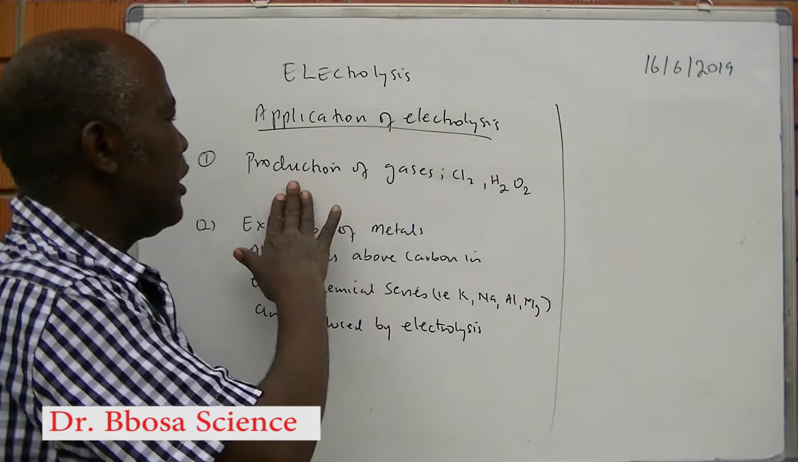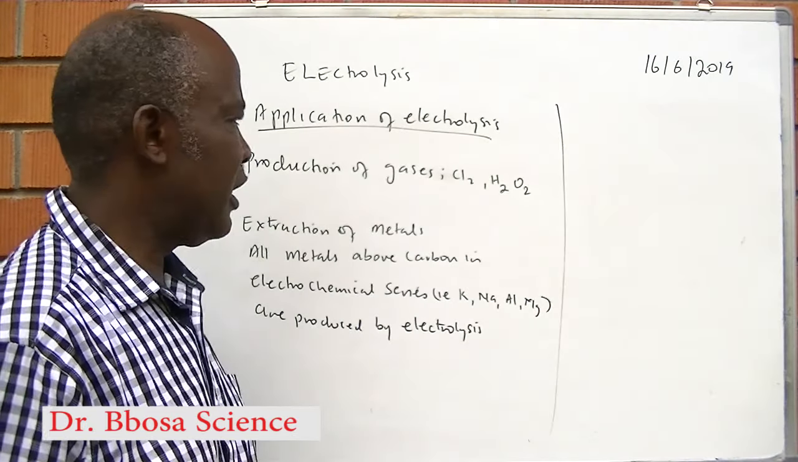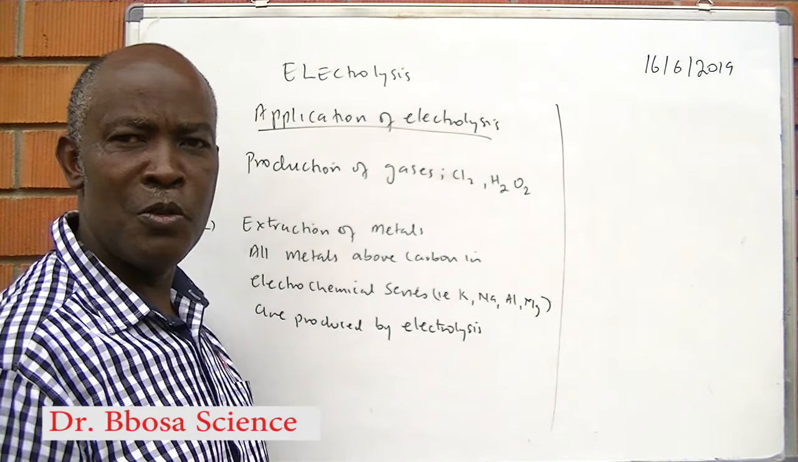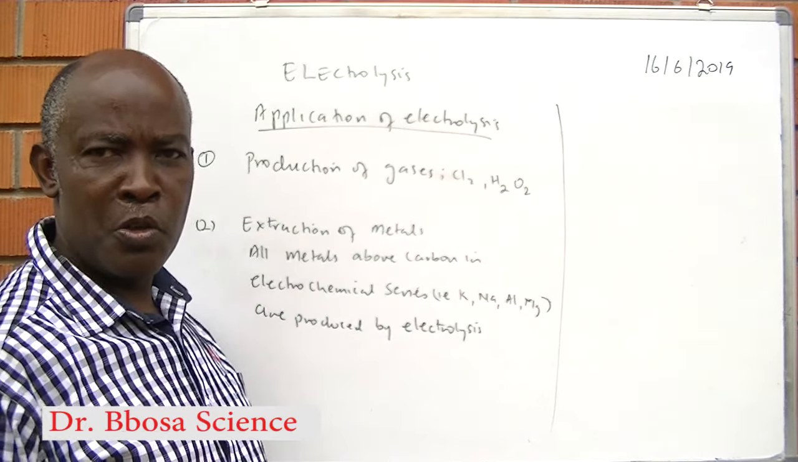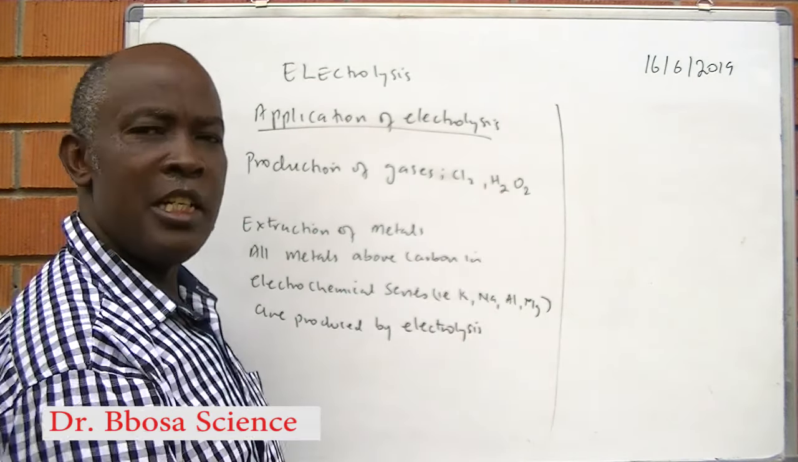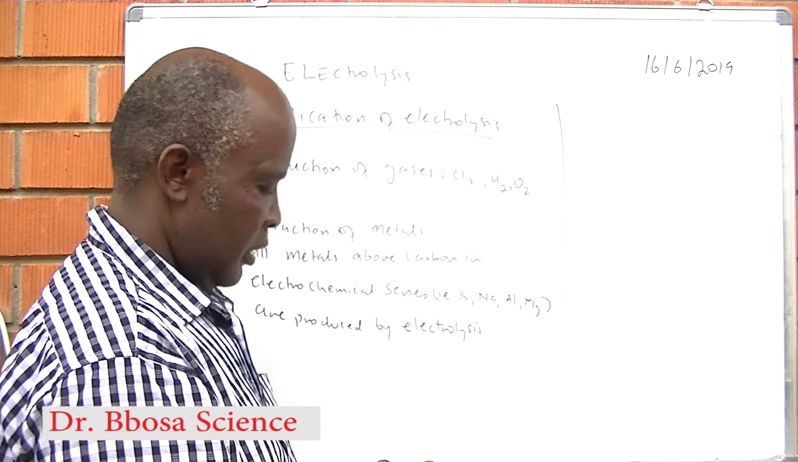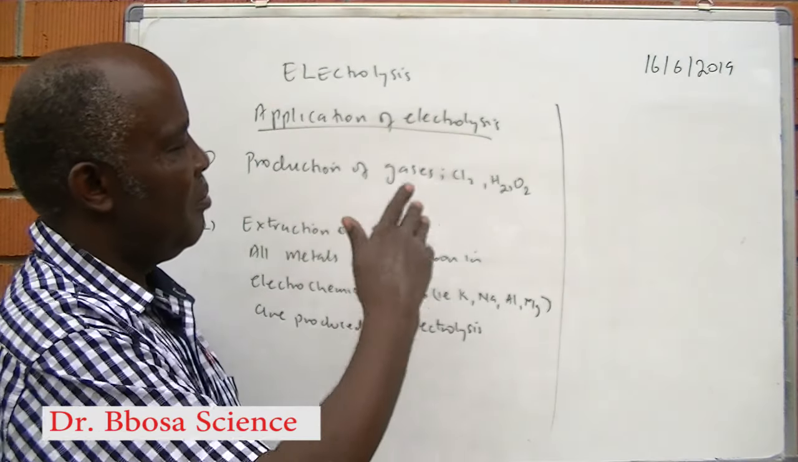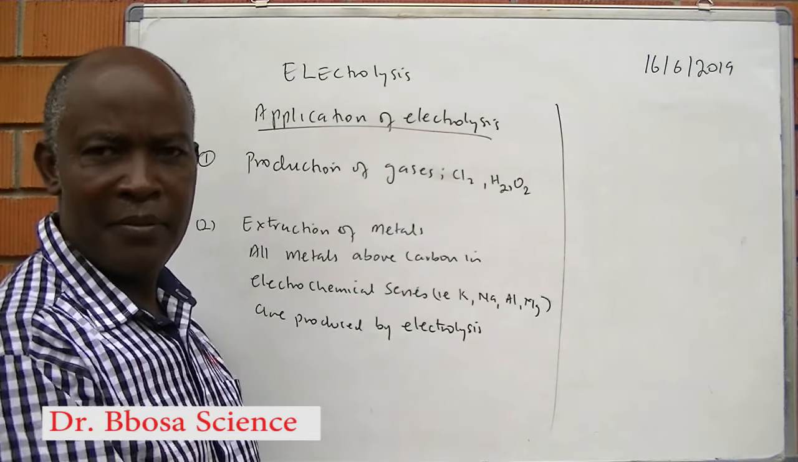Application of electrolysis. We can use electrolysis in the production of chlorine, hydrogen, and oxygen. Chlorine, of recent, in Uganda, is being used in swimming pools. The swimming pools are becoming many, so it can be your job to produce chlorine for those swimming pools by electrolysis. Hydrogen is used as a fuel. Oxygen is used in hospitals and in welding. So this can be your career, to make these gases by electrolysis.